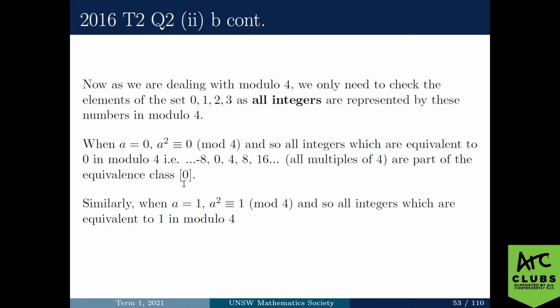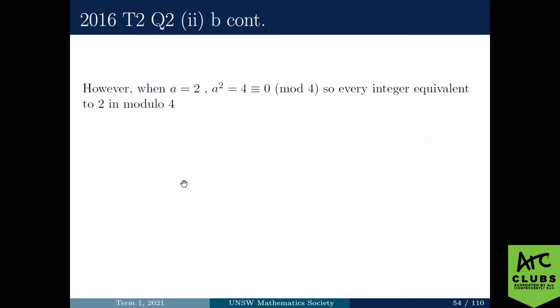Just a reminder that we only need to test 4 values, 0, 1, 2, and 3, because remember that all integers can be reduced down to these numbers. Okay, so when we use a equals 1, we get a squared is equivalent to 1 in modulo 4. And so if we get any number that is 4 times an integer plus 1, so if this integer is equivalent to 1 in modulo 4, then it's going to be in this equivalence class. So that would be minus 3, 1, 5, 9, not 7. Okay? And so now let's move on to the third value that we're testing, a equals 2.